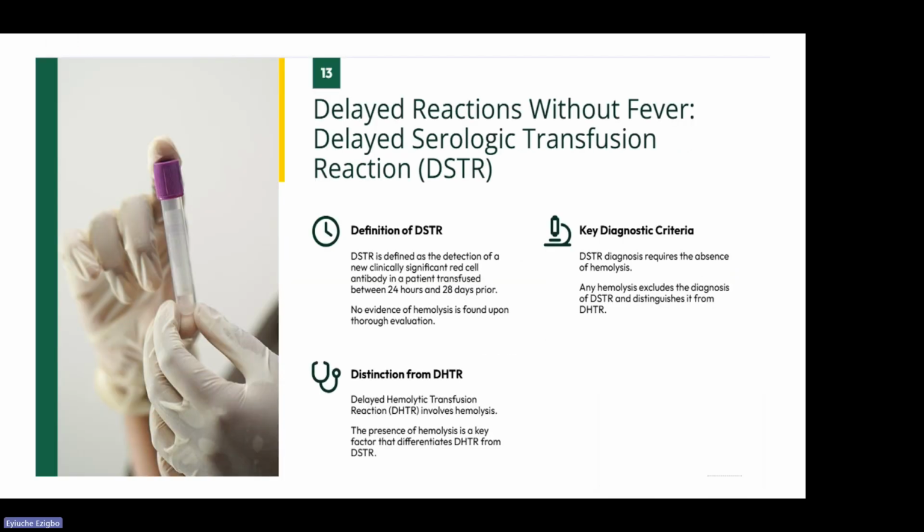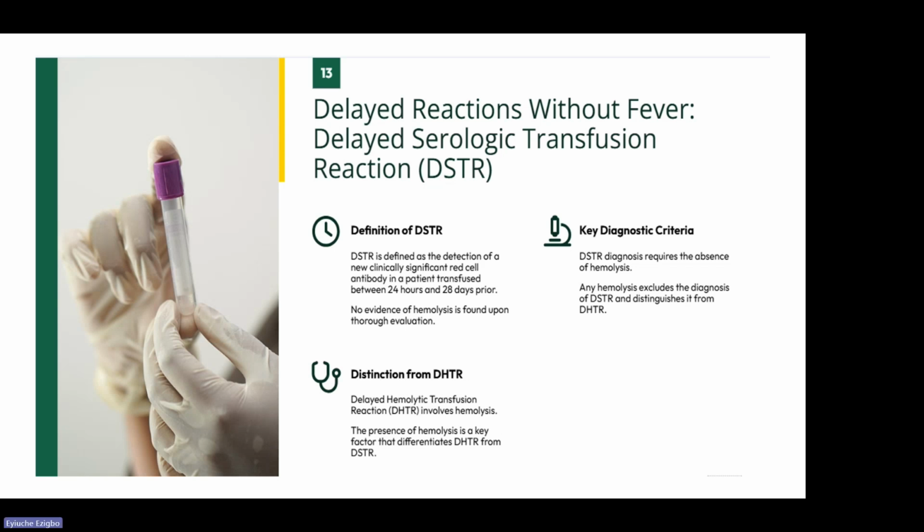So, delayed reactions without fever. We have seen the two delayed reactions that occur with fever: delayed hemolytic transfusion reactions and transfusion-associated graft versus host disease. Now we have delayed serological transfusion reactions that present without fever. This is defined as the detection of a new clinically significant red cell antibody in a patient transfused between 24 hours and 28 hours earlier. No evidence of hemolysis is found throughout the evaluation.